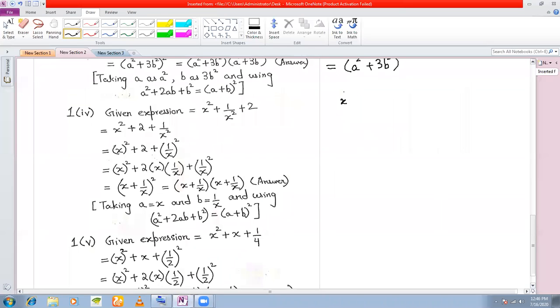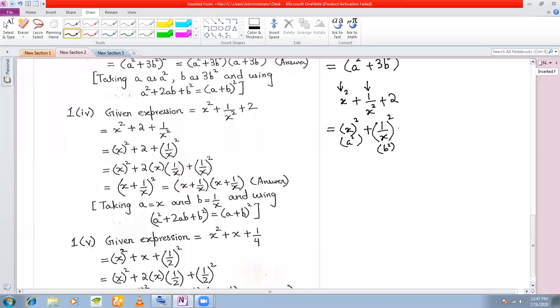x square plus 1 by x square plus 2. Now see, first we look for our a square and b square. So what happens is that this must give us our a square. This must give our b square. So what is my a square? A square is my x term. B square is my 1 by x term, right? So this is my a square. This is my b square.